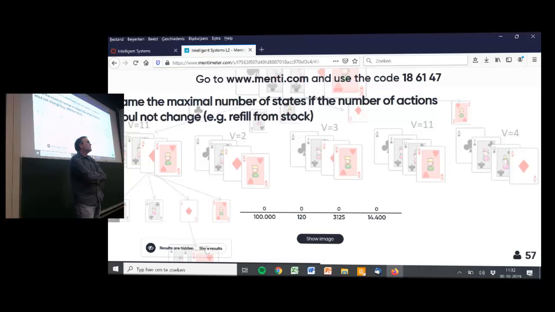Okay, anybody ventures a guess? Tries to explain. Why?